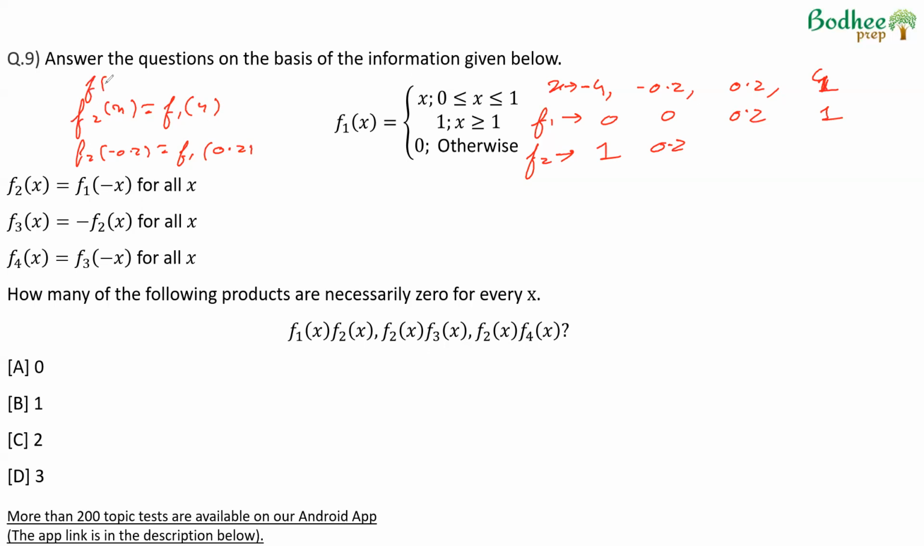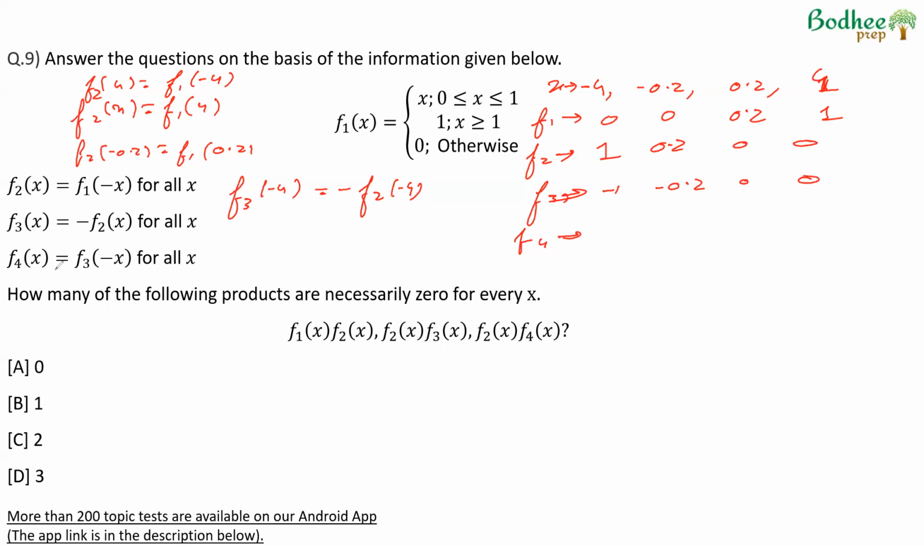But when x is positive, for example, f2 of 4, this will be equal to f1 of minus 4. So this becomes negative. The values will be 0. So what I'm saying is the values interchange since the sign interchanges. If you look at f3, f3 is nothing but the negative of f2. So we can simply put a negative sign in all of these. For example, f3 of minus 4 is minus f2 of minus 4. f2 of minus 4 was 1, so this will be minus 1.